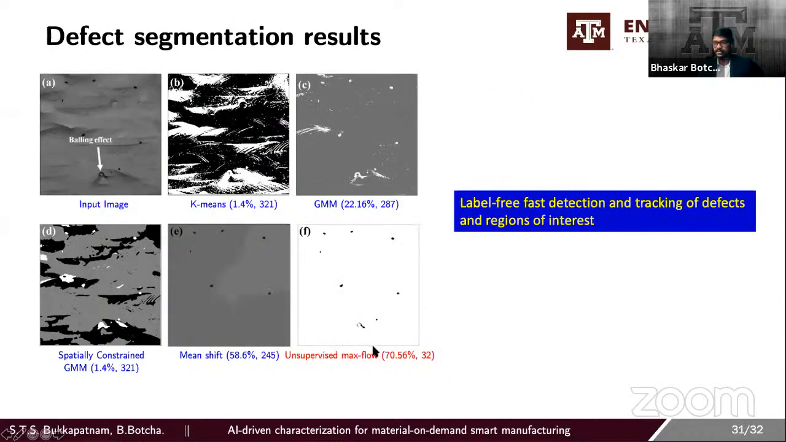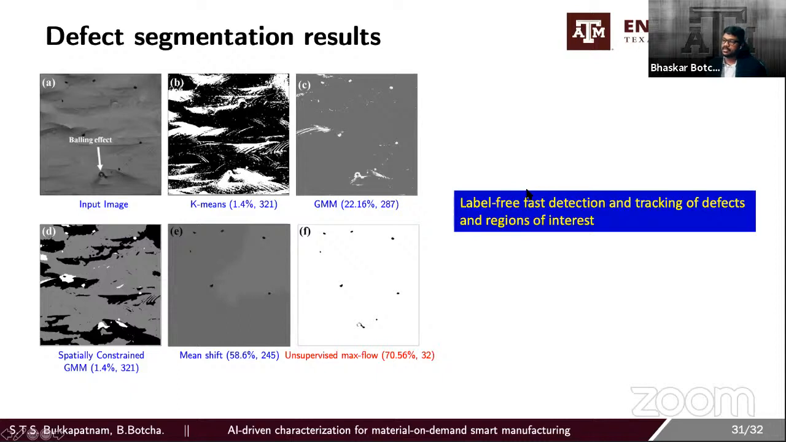score of 70.56. So what we are showing here is a label-free, fast detection and tracking of defects without requiring any additional data. And we don't actually need data sets to perform this particular defect segmentation.